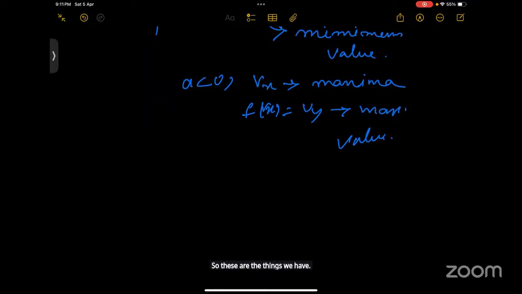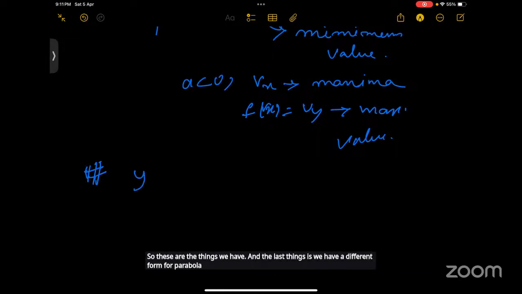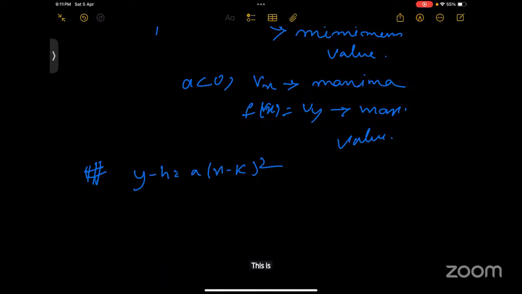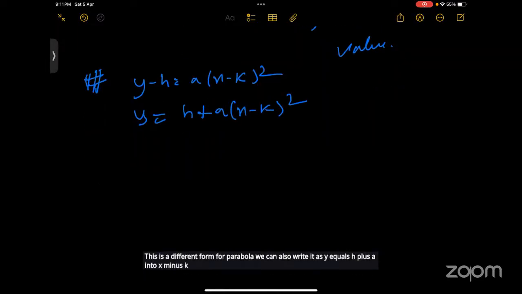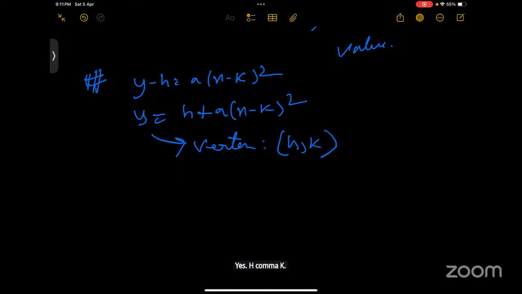And the last thing is we have a different form for a parabola. That means y minus h equals a into x minus k whole square. This is a different form for a parabola. We can also write it as y equals h plus a into x minus k whole square. If you have a parabola in this form, then directly we can conclude the vertex is (h, k). Okay.